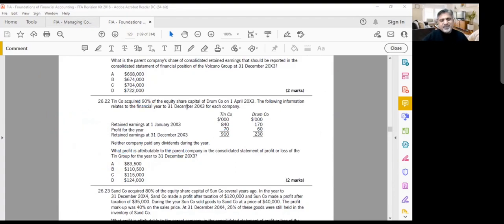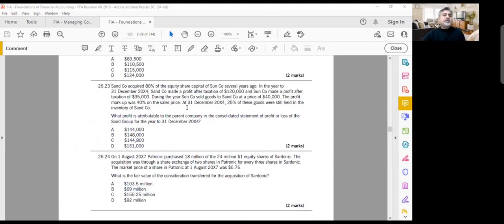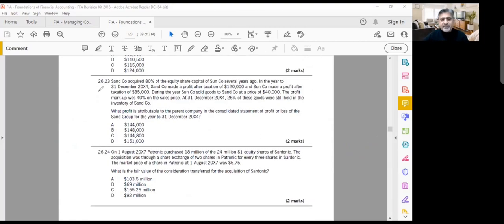Okay. Let me see if there is anything related to it. Yeah, Sand company 26.23. Let's do one more. These take a little time, but they actually give you little concepts which ultimately help you in making the big picture in mind.